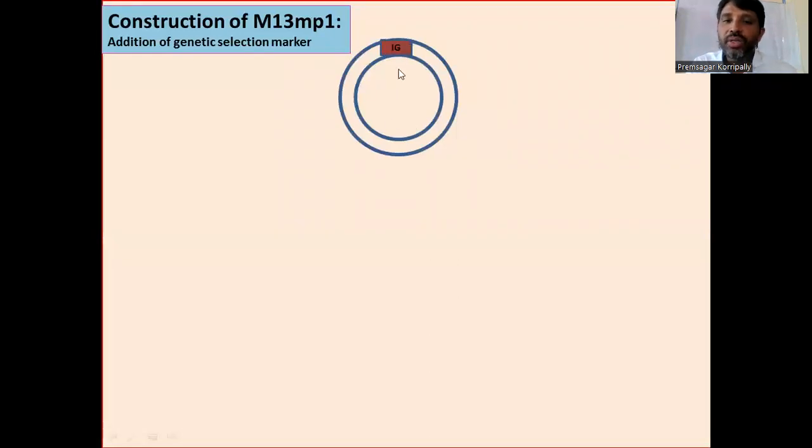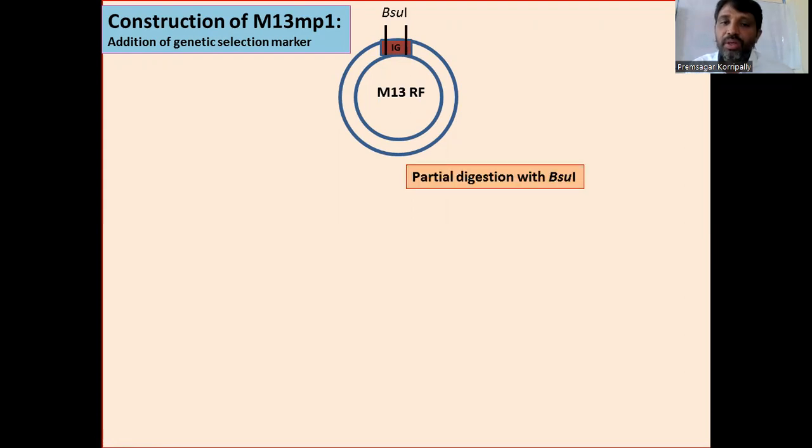As I told you, the intergenic region is a region that allows DNA manipulation. When they sequenced it, they found that there are 10 BsuI restriction sites across the genome. Using those sites, they did a partial digestion with BsuI. Partial digestion means digestion of only one or a few sites with the restriction enzyme, so that you get the linearized M13 RF, or replicative form. You see, the intergenic region has two BsuI sites.